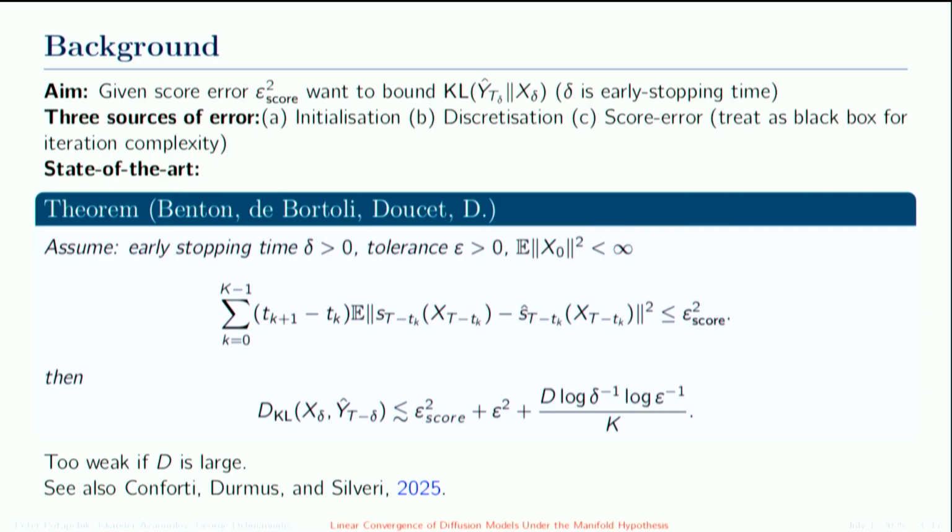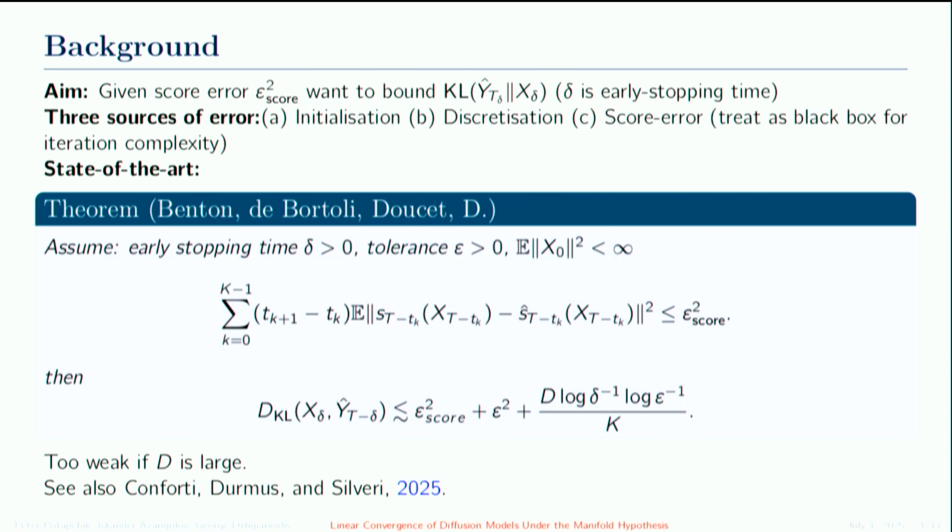The second one, which is much bigger, is the discretization error, which is the one we're going to be mainly concerned with. And finally, there is the score error, which in the convergence literature, if you like, the iteration complexity literature, is treated like a black box, and we're going to do exactly the same today. So there are results about how well you can learn the score, but you can somehow plug them in with our main result to get a complete picture.